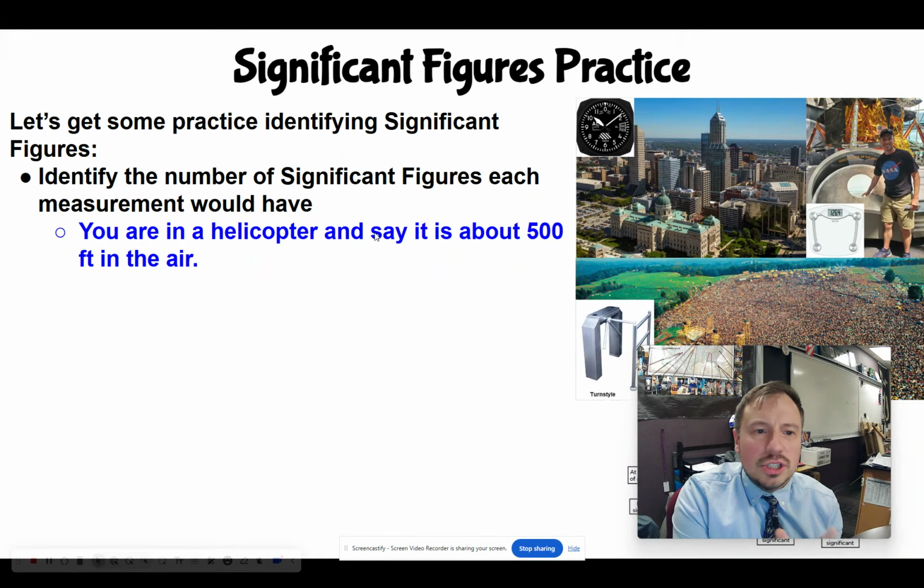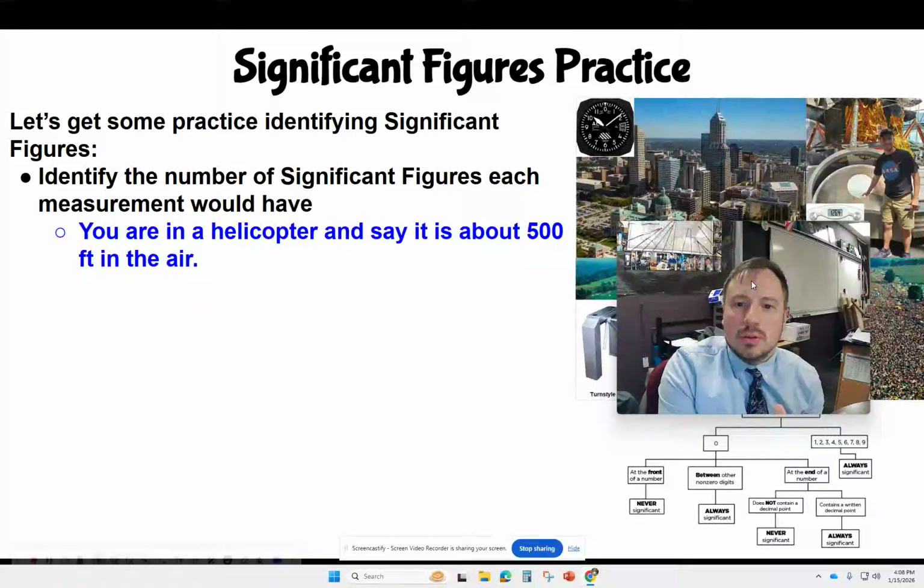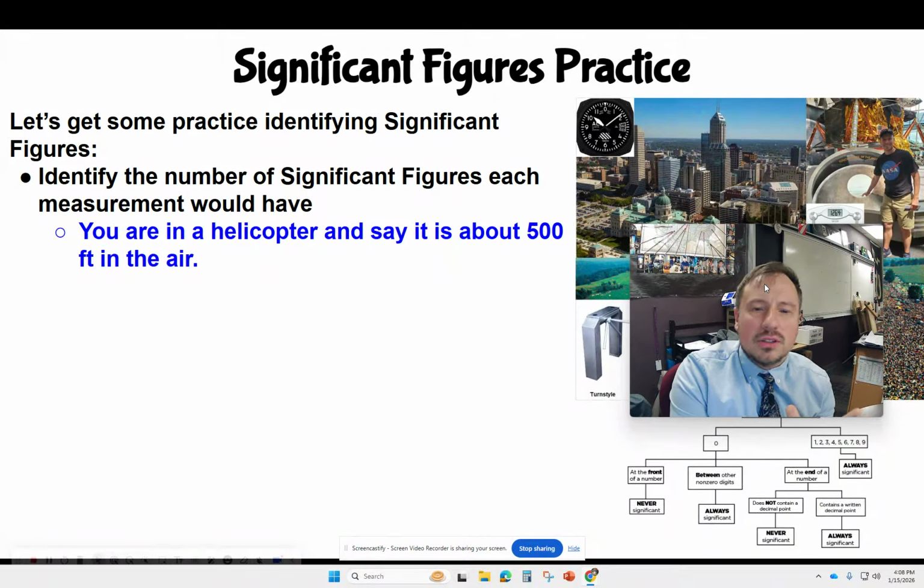So let's just say you are in a helicopter. And you look at that and you say, oh, it's about 500 feet in the air.